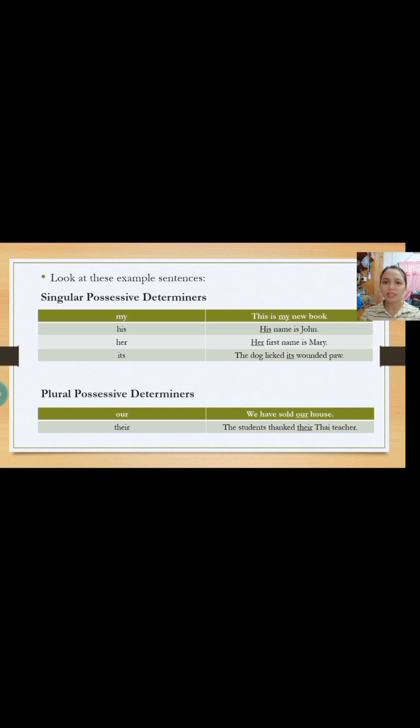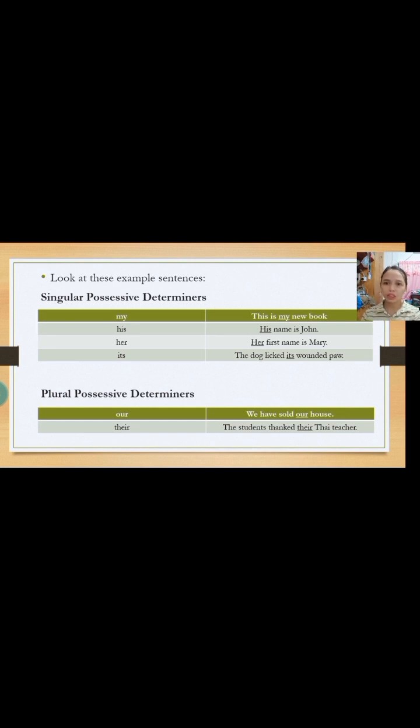My here is the possessive pronoun determiner because it refers to the noun book. And the word new also refers to the noun book. Second sentence is, his name is John. His is the possessive pronoun determiner because the word his refers to the noun name. Well, for the third sentence is her. Her first name is Mary.